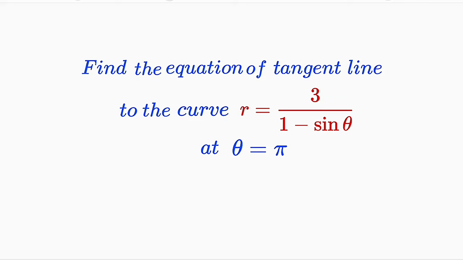Let's get started. I would like to find the value of r at a point where theta is equal to pi. Just look at it. Sine of pi is 0. So we have 1 minus 0, which is 1, and 3 divided by 1 is still 3. So r is equal to 3 when theta is equal to pi.